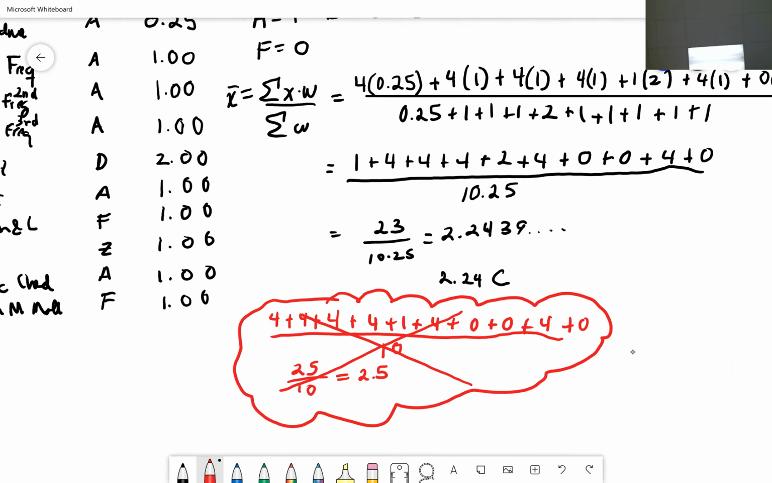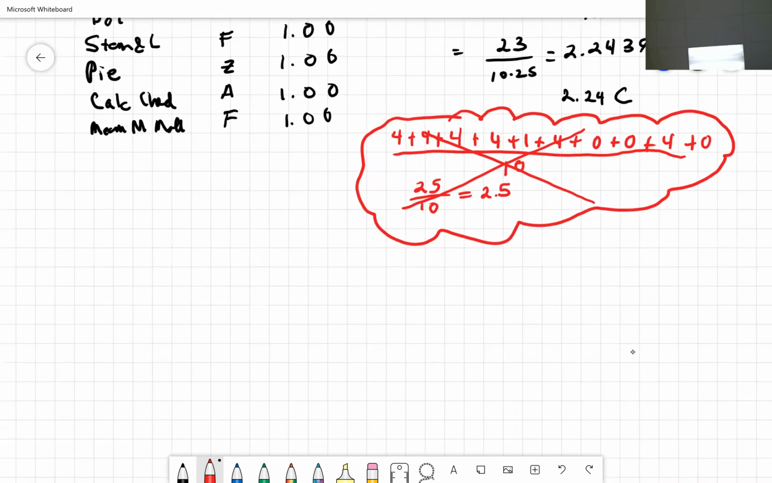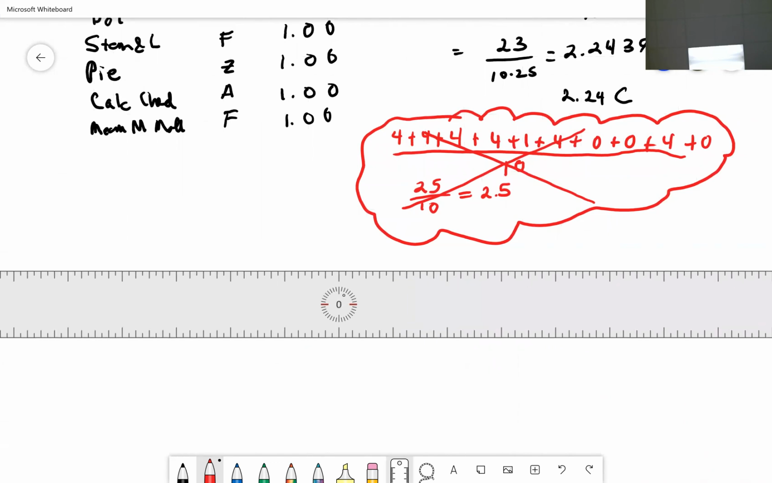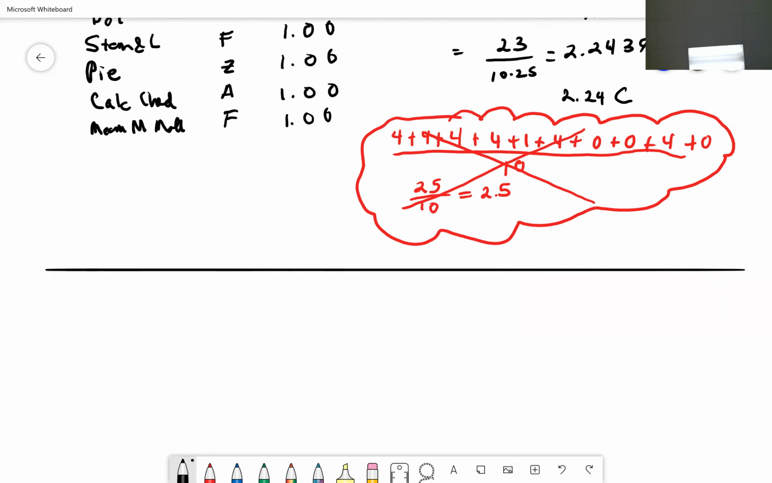Okay. So now here's one I want you to do. Oh man. Give me a second. I have to close Adobe, I opened it by mistake. I want you to try this one on your own. This is weighted mean. I'll give you a few minutes to work on it.